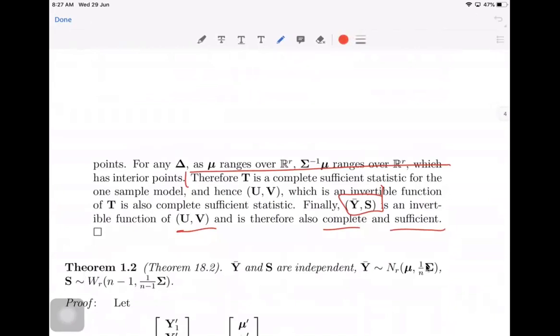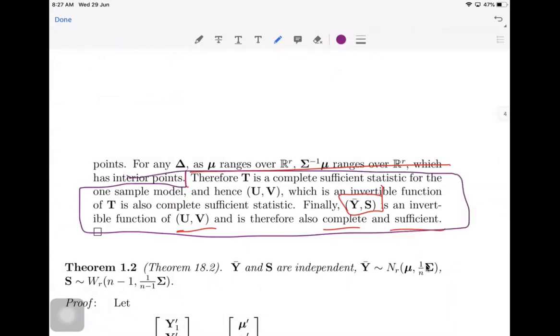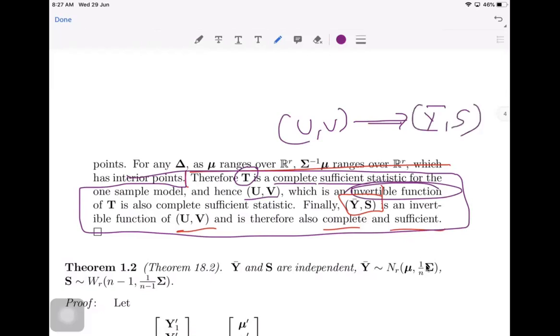So the very important thing here is that once you have shown that U and V are jointly complete sufficient stats, and you have an invertible function that can go to your Y bar and S, so Y bar is a function of U, and S will be a function of U and V. And you can go back to U and V, being an invertible function, then Y bar and S are also complete sufficient stats.